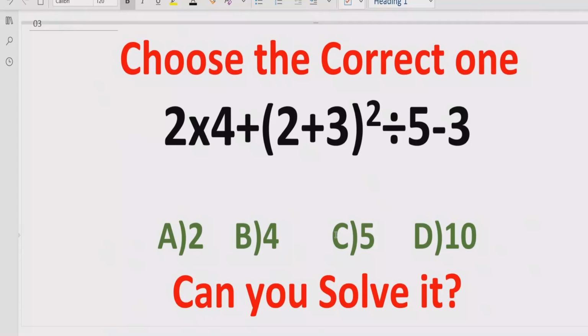Today we will solve another quiz which is related to arithmetic expression. The quiz contains the basic operations plus, minus, multiplication and division. So we have to solve this quiz using PEMDAS and BODMAS method and find out the correct answer. In the answer list we have 4 answers. A is 2, B is 4, C is 5 and D is 10. So let's see after solving it which answer is correct.